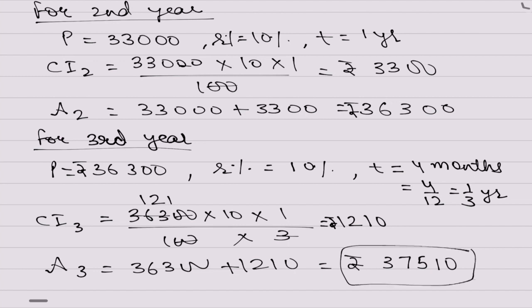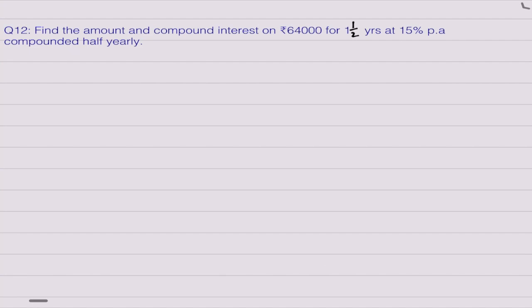Similarly, children, if they have given 2.5 years, first we'll calculate it for the first year, second year, and then for the half year. Yes, children, the next question is based on half yearly problems. So question number 12, find the amount and compound interest on rupees 64,000 for 1.5 year at 15% per annum compounded half yearly. So whenever half yearly type questions come, the entire method is same. Only difference is in this case the rate will be half and time will be double.